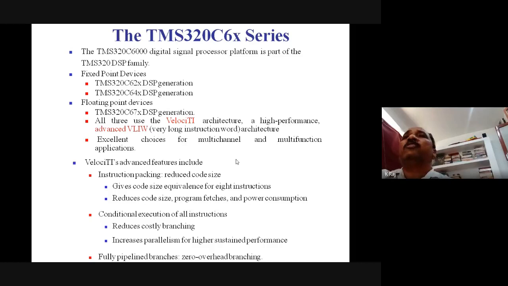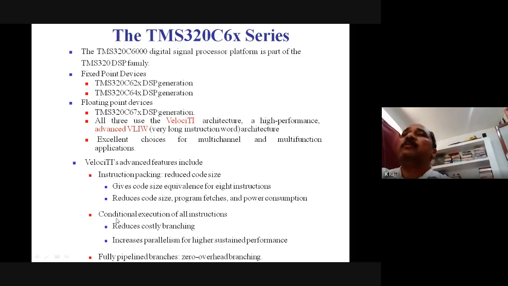Now, if we come to this category here, that is the VelociTI, here the features or the architecture, then VelociTI's advanced features include the instruction packing, that is the reduced code size, and it gives code size equivalence for the 8 instructions. There will be 8 functional units, so the code size will be equivalent to 8 instructions here, and reduces the code size, program fetches, and power consumption.